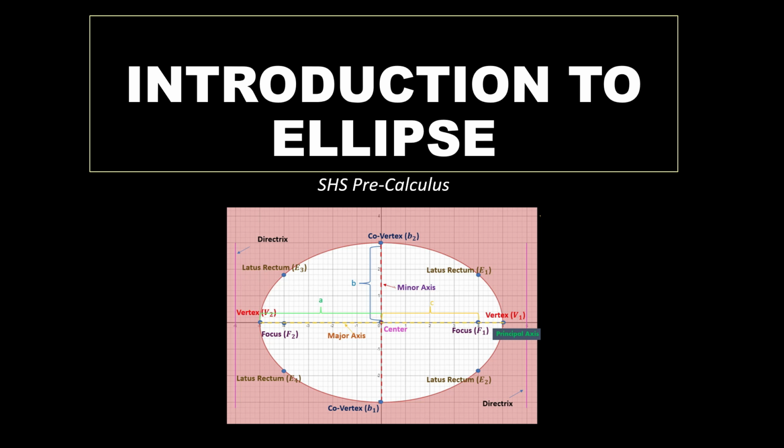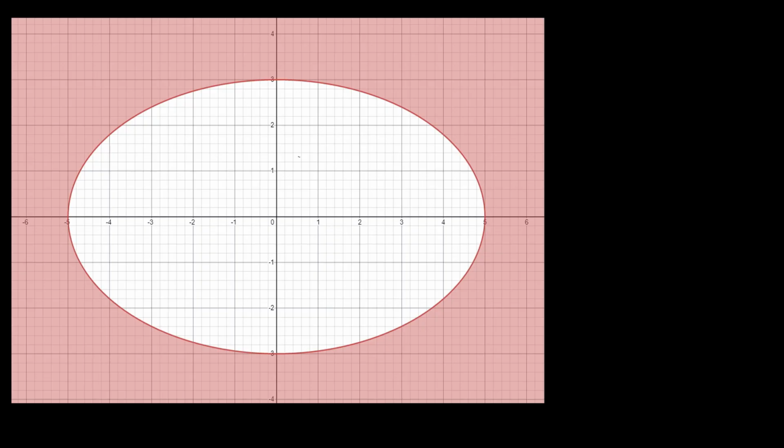Hi everyone! For today's lesson, we're gonna talk about an introduction to ellipse. So our objectives for today's lesson is to familiarize with the different parts of the graph of the ellipse. So ano nga ba yung mga parts ng graph ng ellipse natin? But before that, let's just have first the example of the ellipse. So when we graph the ellipse, ito yung possible na magiging itsura niya.